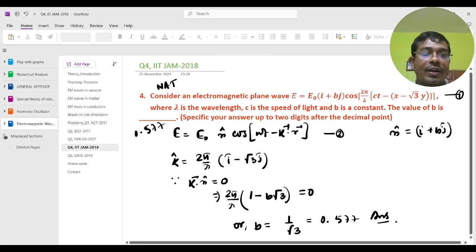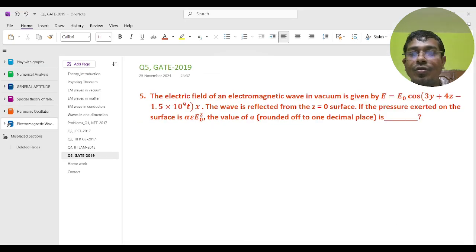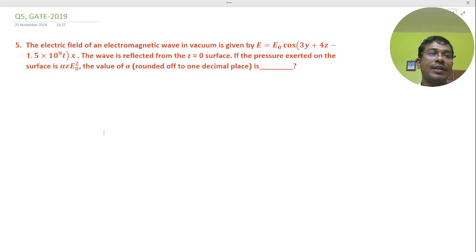So let's go ahead to our last question. We have put here five standard questions from IIT JAM, JEST, NET, GATE and TIFR, and you should try to solve these questions conceptually, and then solve other questions coming in these entrance exams like this.